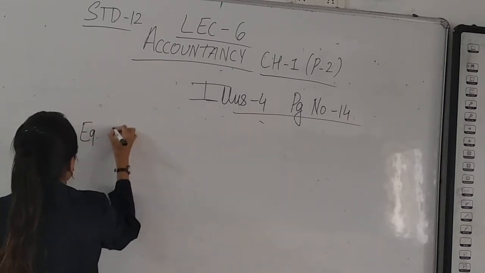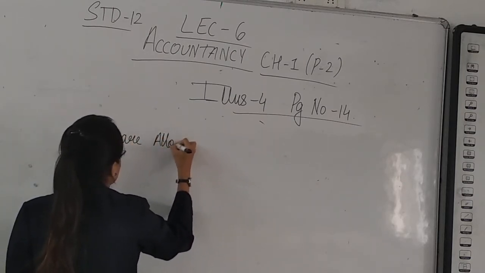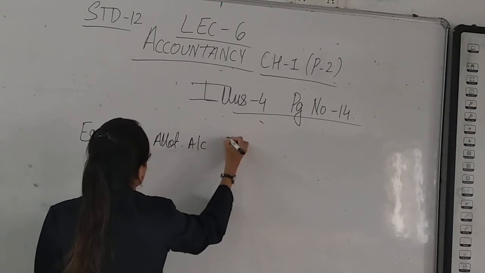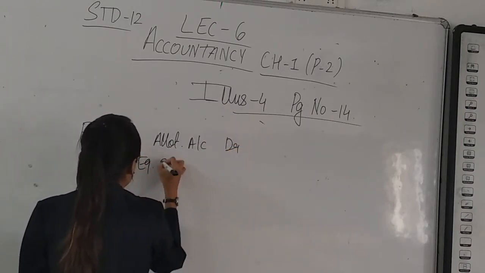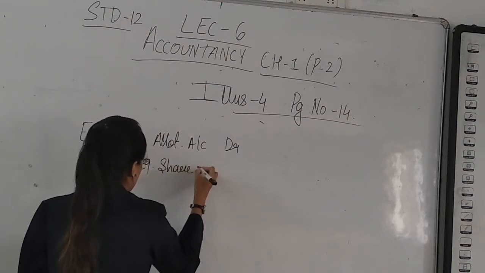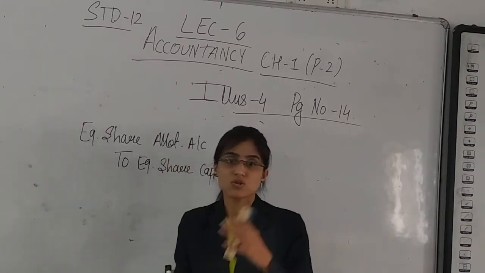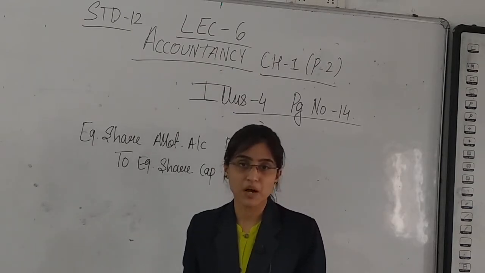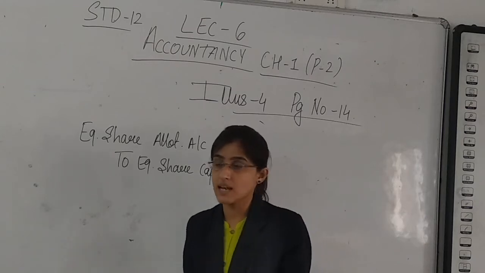Equity share allotment account debit to equity share capital account. So the question is, how much amount becomes due? 18 lakh or 20 lakh? Of course 18 lakh.